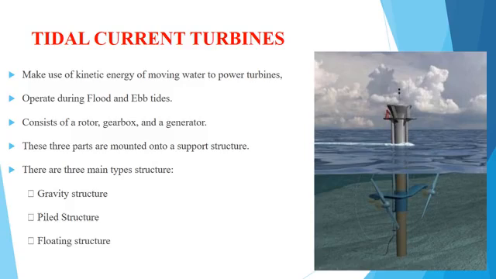It makes use of the kinetic energy of moving water to power turbines. It operates during flood and ebb tides. It consists of a rotor, gearbox and a generator. These are the three major parts mounted onto the supporting structure. There are three main types of structures. First one is a gravity structure, second one is a piled structure and third one is a floating structure. This is a tidal current turbine.